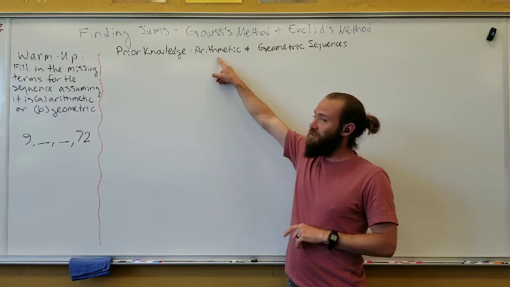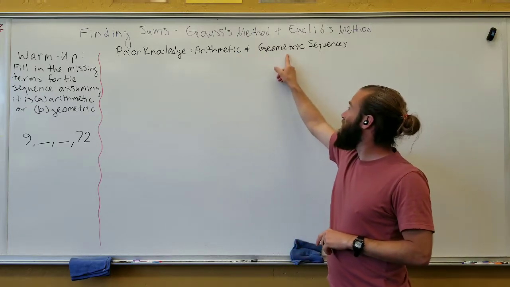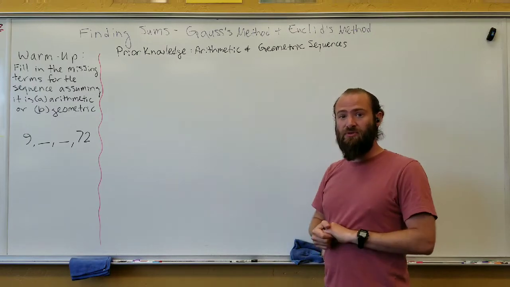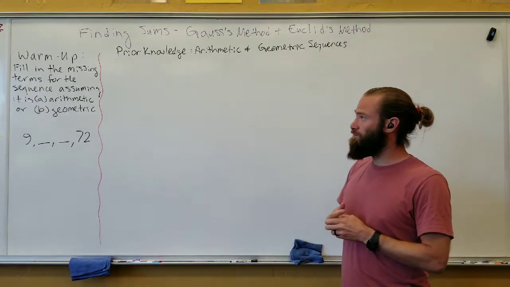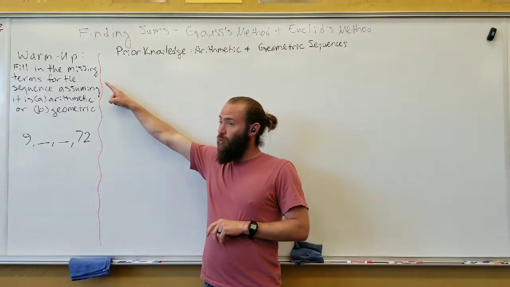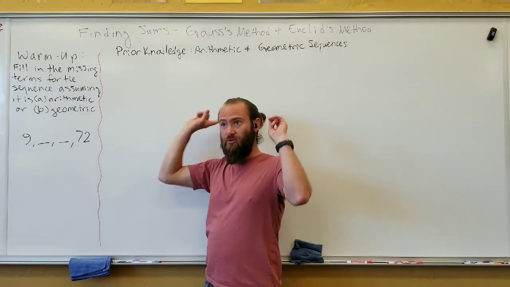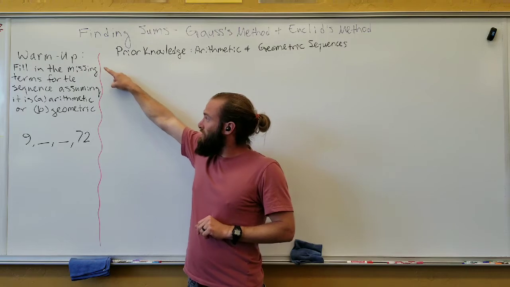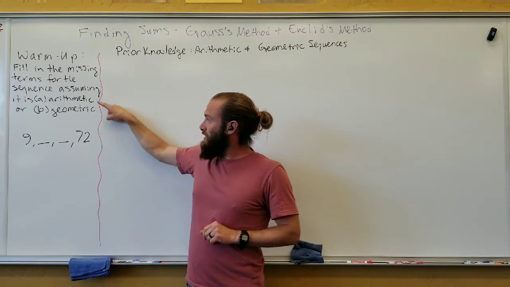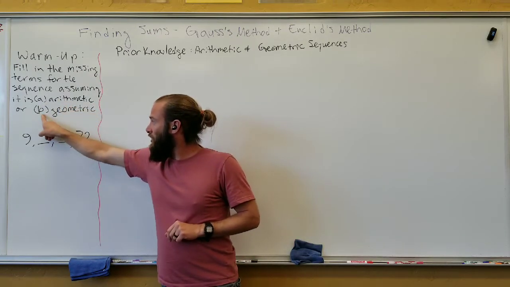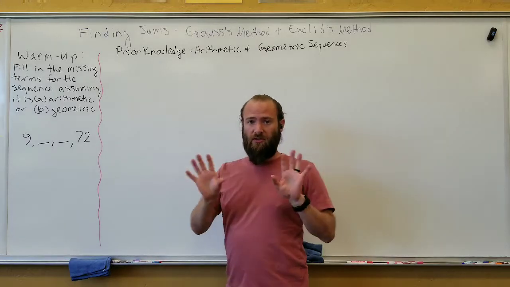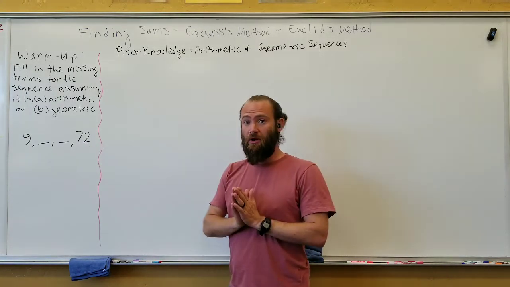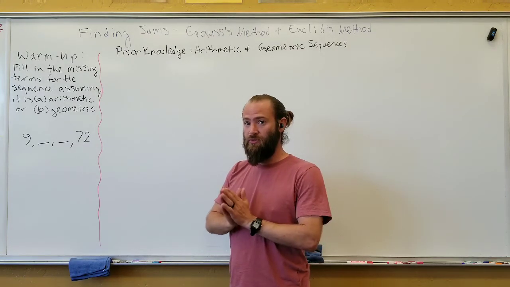So for now, your prior knowledge for this should be arithmetic and geometric sequences and how to work with them. So if you need to go back and look that up or review for yourself, you can go ahead and do that now. Here's one warm-up I'm going to give you right now that will help you do some review for that. And don't forget to take notes. Fill in the missing terms for the sequence, assuming it is A, arithmetic, and then B, geometric. So this is kind of two separate problems, but we're using the same sequence here. So please go ahead and pause now, and then we'll go through the solution together.